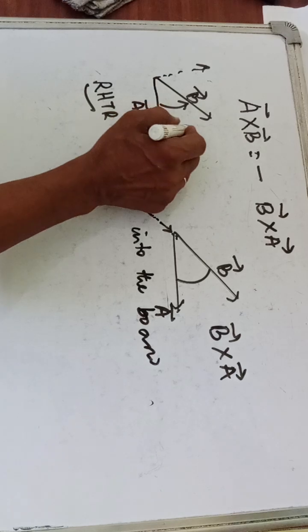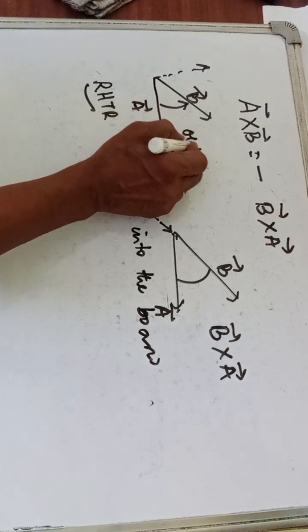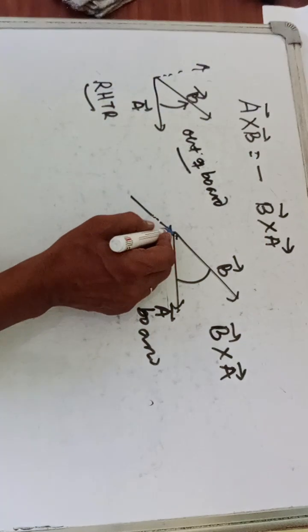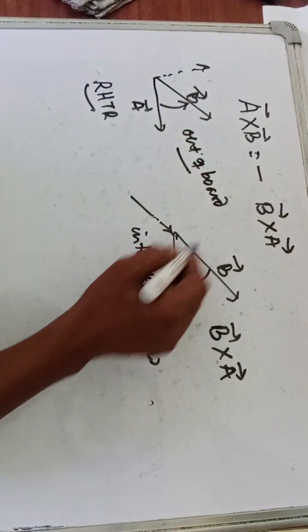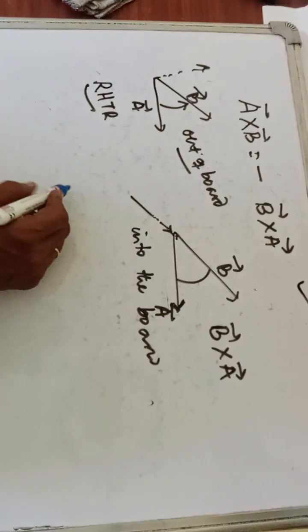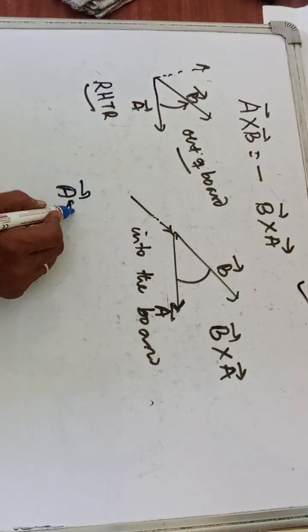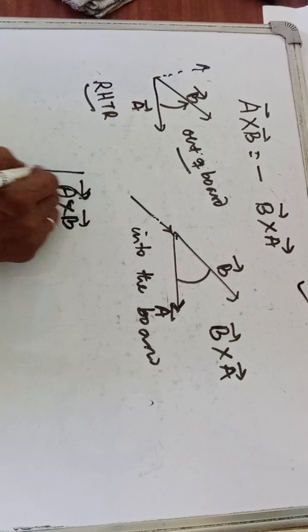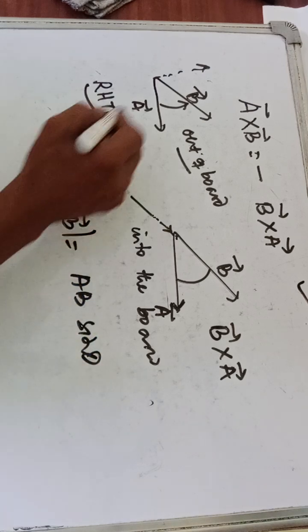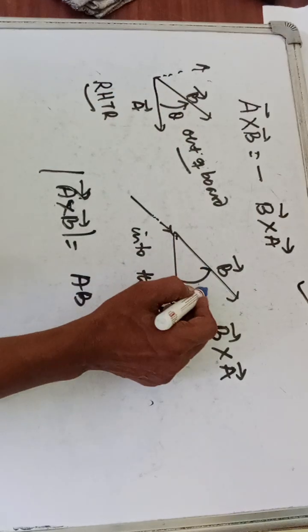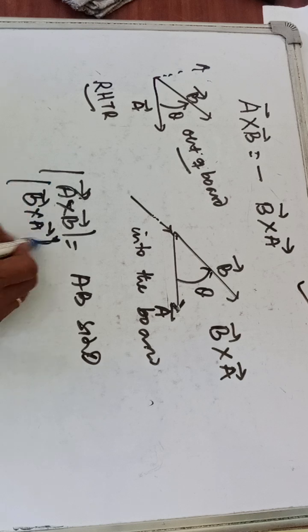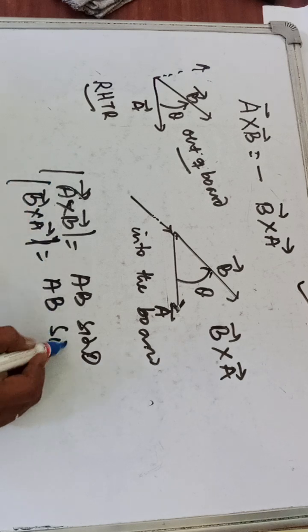Here into the board, where it is out of board. Correct? So direction is varying. Rest magnitude will be same. Magnitude in both cases, magnitude of A cross B will be AB sine theta, that is theta the angle between them. And B cross A also has magnitude AB sine theta.